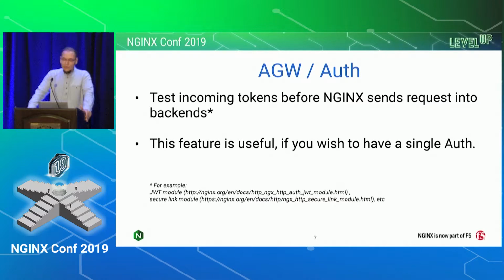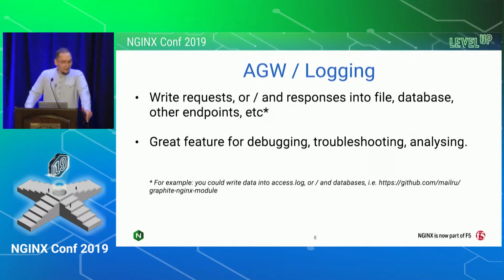Authentication is really simple. It's just testing the incoming token, and if everything is okay with the token, then the request should go into some backends. It's really useful to have general authentication because it's really hard to introduce authentication inside each backend. So it's a really nice feature to have. And logging, that's important, because at least you have to understand what happened inside your infrastructure. For example, something is wrong with a backend, or something else. So it's really important for debugging, for troubleshooting, and even more for analyzing the behavior of your clients.